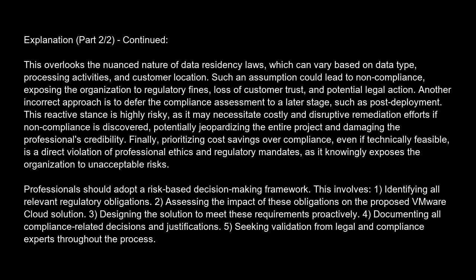Professionals should adopt a risk-based decision-making framework. This involves: 1. Identifying all relevant regulatory obligations. 2. Assessing the impact of these obligations on the proposed VMware cloud solution. 3. Designing the solution to meet these requirements proactively. 4. Documenting all compliance-related decisions and justifications. 5. Seeking validation from legal and compliance experts throughout the process.